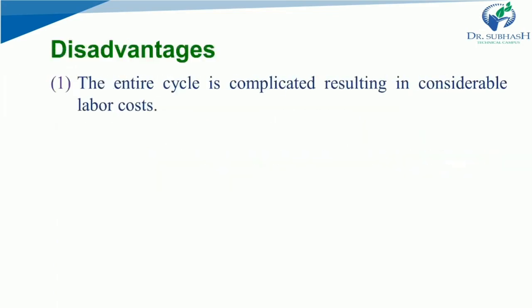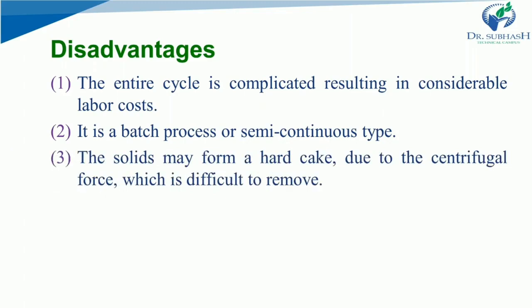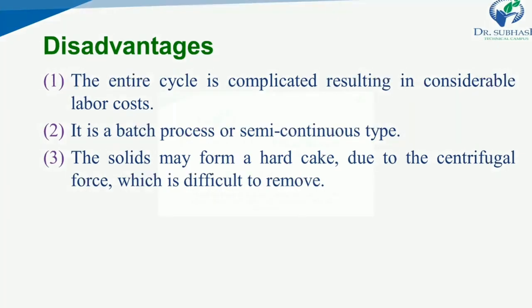Disadvantages: the entire cycle is complicated, resulting in considerable labor cost, so economically it is a disadvantage. It is a batch process or a semi-continuous one; you cannot keep it a fully continuous process. You have to work in batches, or you can have a semi-continuous type. The solid may form a hard cake due to centrifugal force, which is difficult to remove. If a hard cake forms, then you have to take measures to remove it, which is a tedious job.